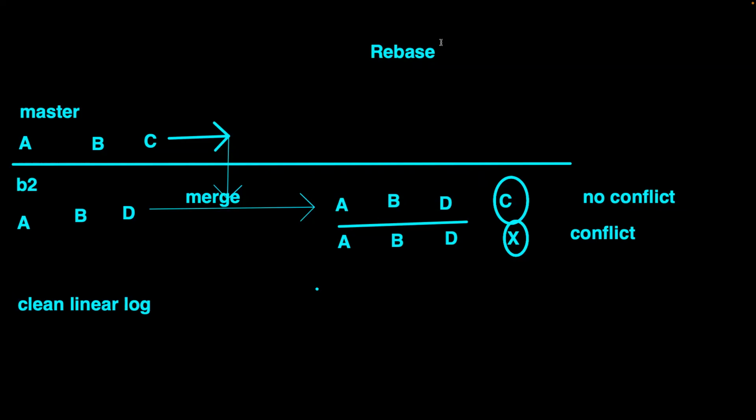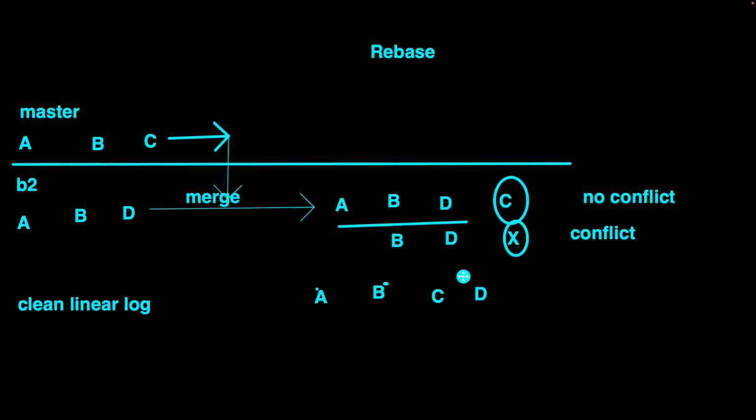Rebase is also a kind of merge. But how the log history would be after merging, it would be like initially commit A, then commit B, then commit C, and then D. Means C would come and sit in between B and D. Why between B and D? One second, let me write this clearly. It would be commit A, commit B, commit C, commit D.